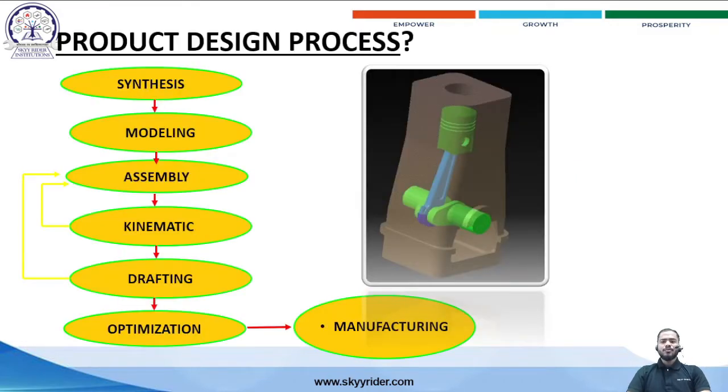Product designing process means, for designing or manufacturing any product, what processes it undergoes. For product development there are lots of processes, from official work or documentation to designing, drafting, analyzing, and manufacturing. That is the total product design. So what are the product design processes?